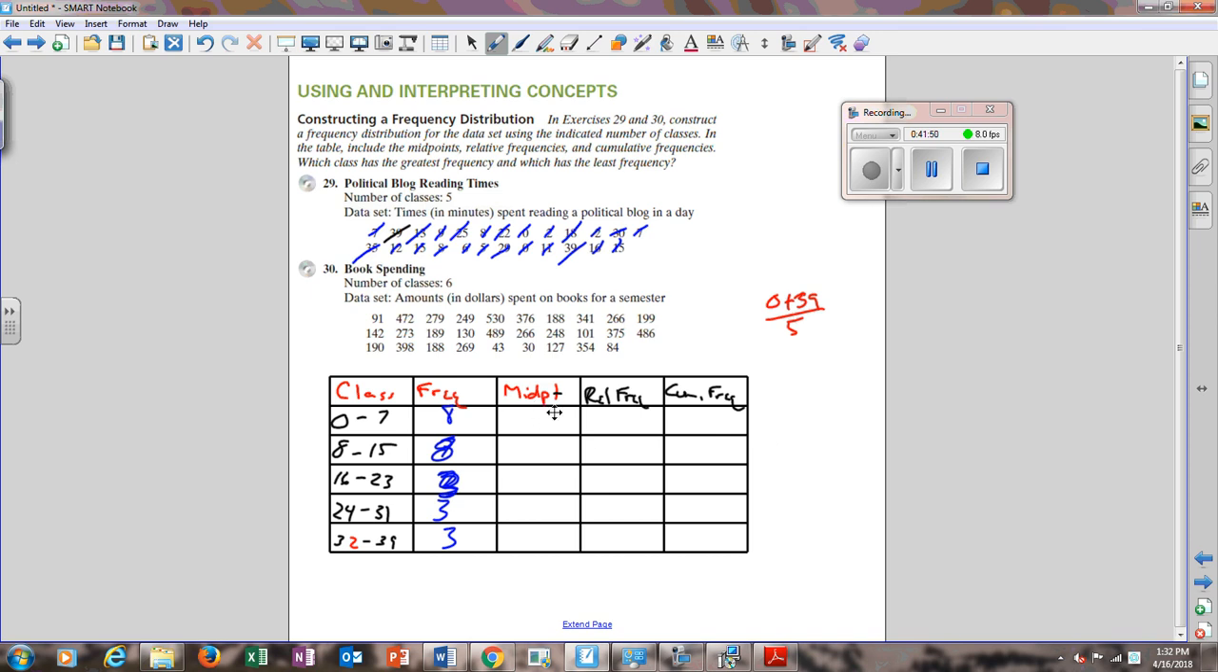Midpoint. We do 0 plus 7 divided by 2. So we get 3.5. You go up 8, so we get 11.5. You go up 8 more, so we get 19.5. You go up 8 more, gives you 27.5. And then up 8 more gives you 35.5.